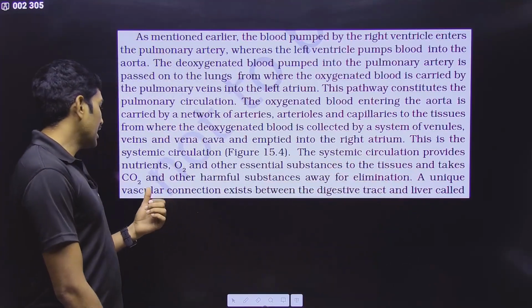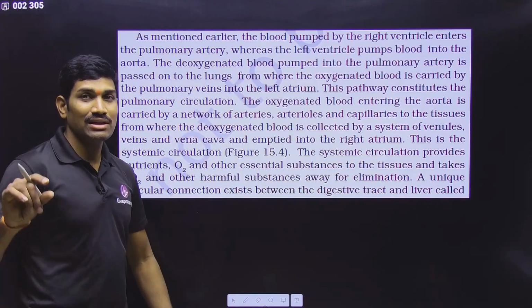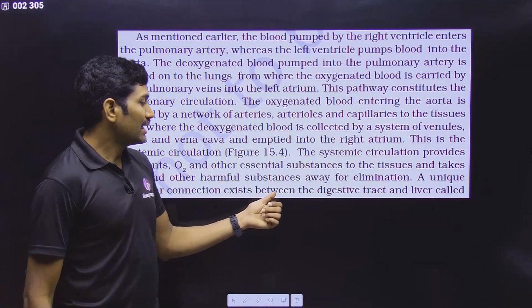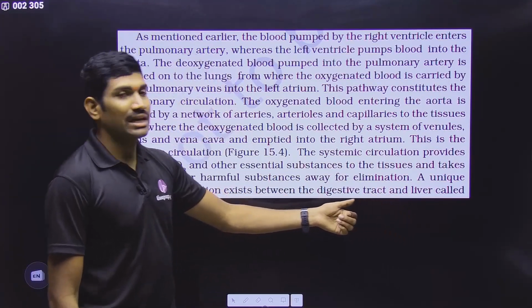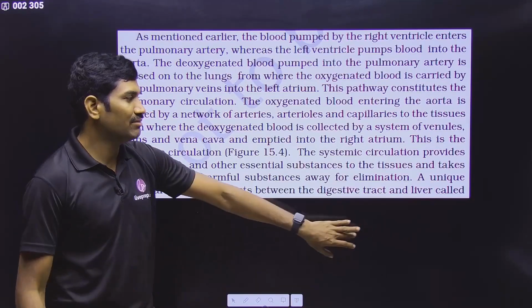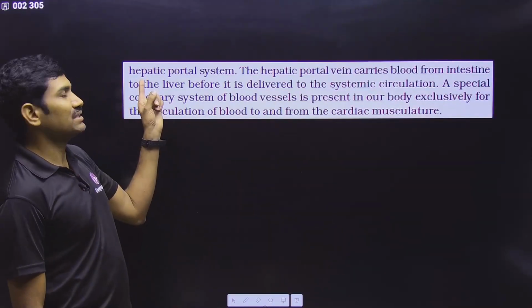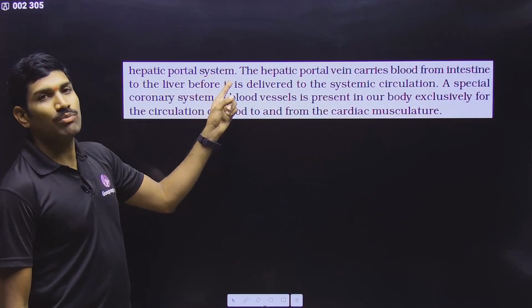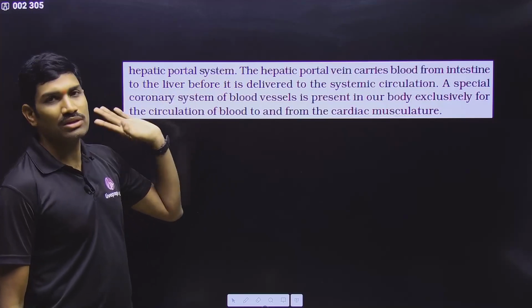Next, a unique vascular connection. Vascular connection means blood connection existing between the digestive tract and the liver. Between the digestive system and the liver, there is a separate blood supply present, and it is called the hepatic portal system. This is the hepatic portal system.